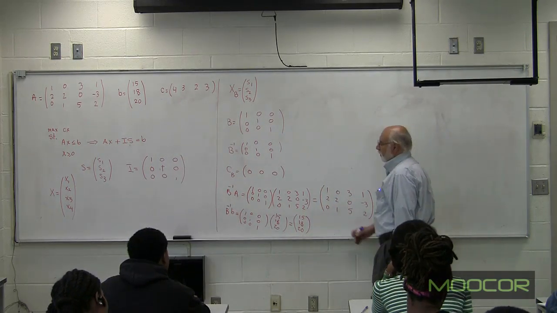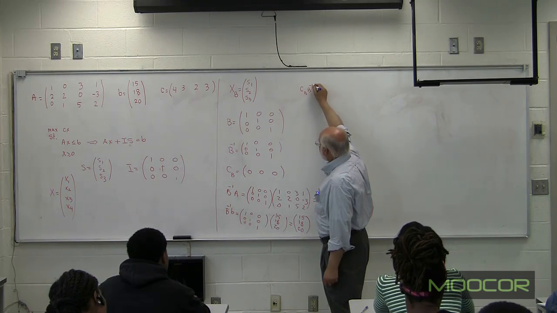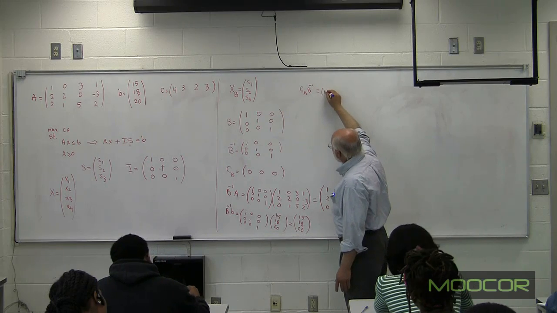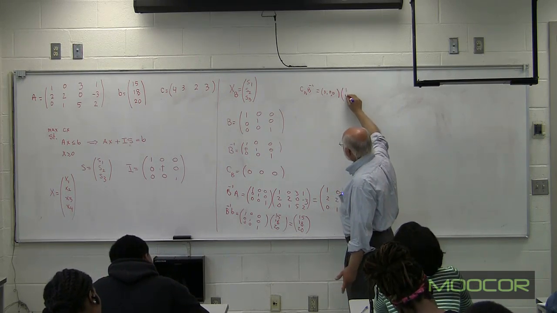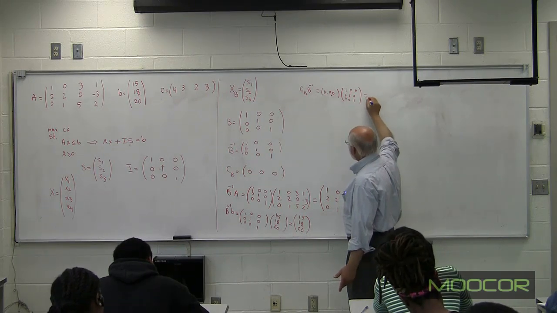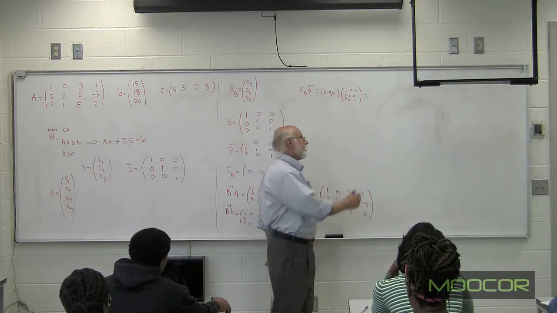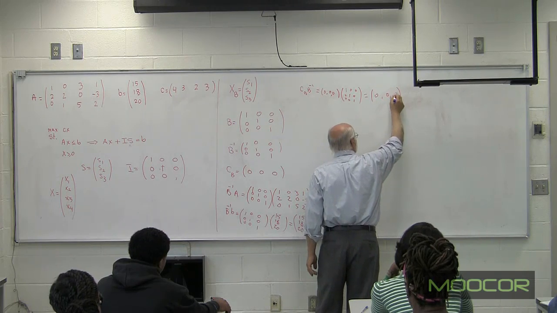What else do I need to calculate? I need to calculate CB B inverse. CB is 0, 0, 0. B inverse is 1, 0, 0, 0, 1, 0, 0, 0, 1. And the result is going to be a 1 by 3 vector, and that is going to be 0, 0, 0.